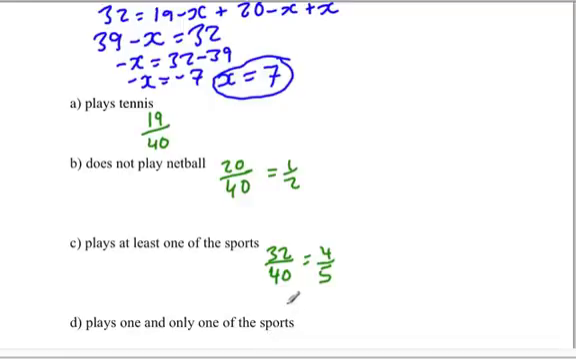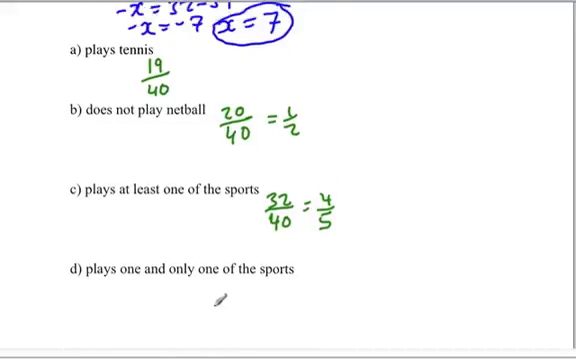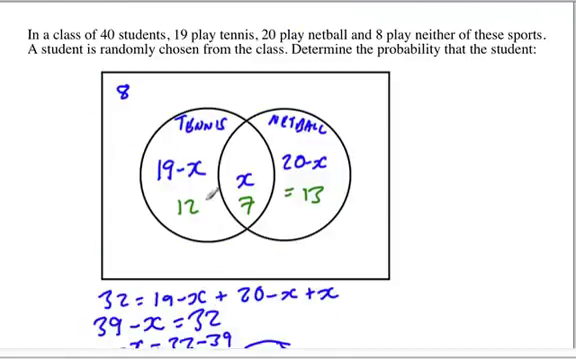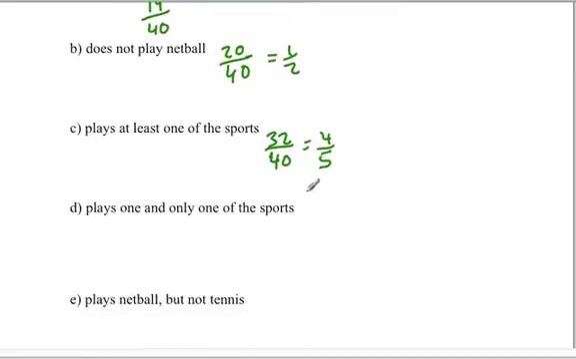Now, next we're asked to find the probability that a student plays one and only one of these sports. So we have to figure out how many students play only one sport. Well, 12 play only tennis and 13 play only netball. So the number of students that play only one sport is 25, and we divide that by our sample set of 40. So this is equal to 5/8.